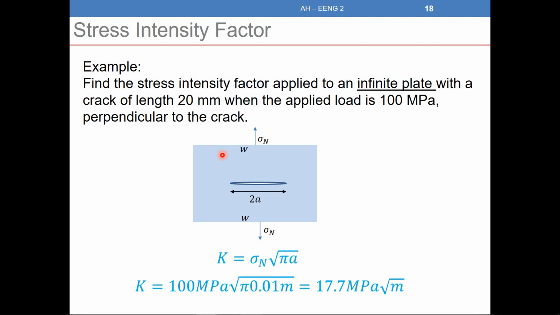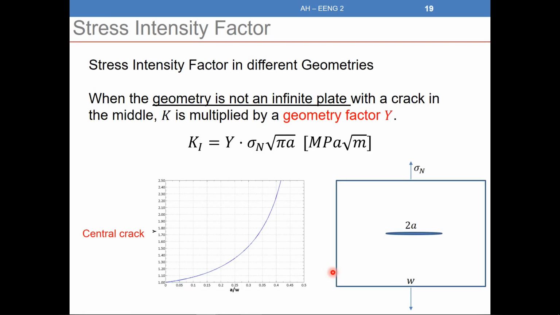So this problem is very simple, just a direct application. We know because it's an infinite plate, K is equal to sigma N square root of pi a, the applied stress times square root of pi a. The applied stress is 100 megapascal. Pi is pi, and a is 0.01 meter. You need to pay attention: 2a is 20 millimeters, so a is 10 millimeters, so 0.01 meters. So we get 17.7 megapascal, because we kept the stress in megapascal, square root of meter, as we said. That's the unit of the stress intensity factor.